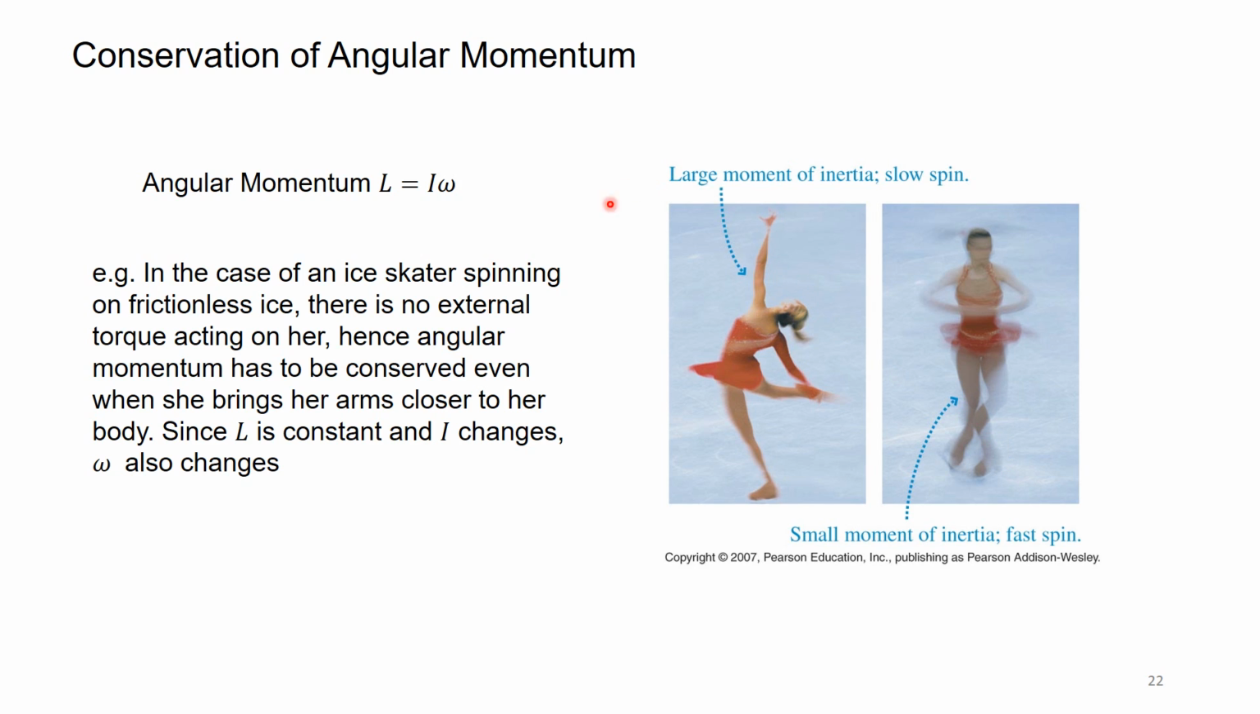Then let's look at conservation of angular momentum. We studied linear momentum for objects that are colliding, for example, or exploding. But for objects that are rotating and then colliding or exploding, you have angular momentum. Like this example here, you can see this skater is rotating, spinning around on the skates. So this skater has angular momentum.